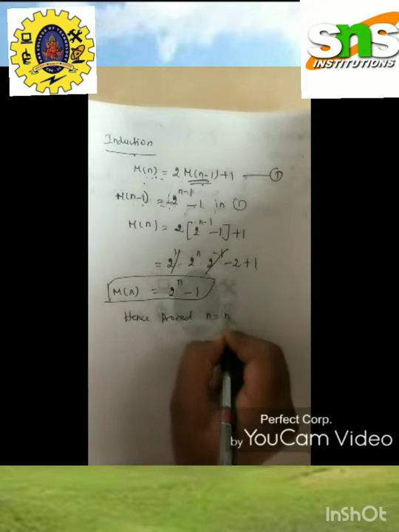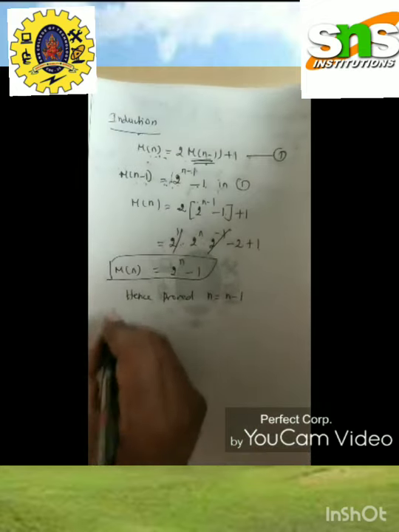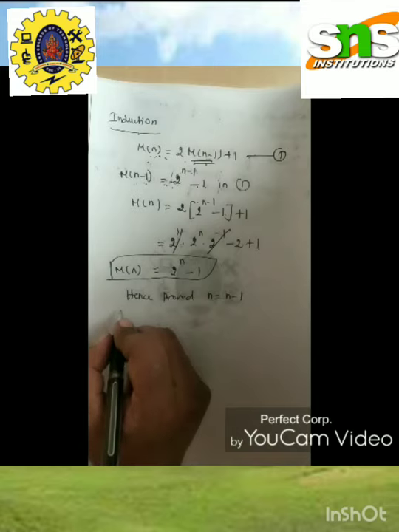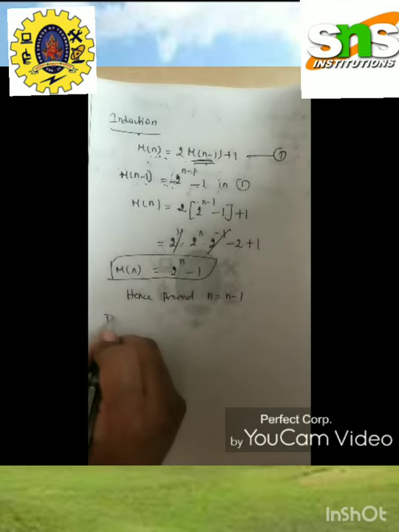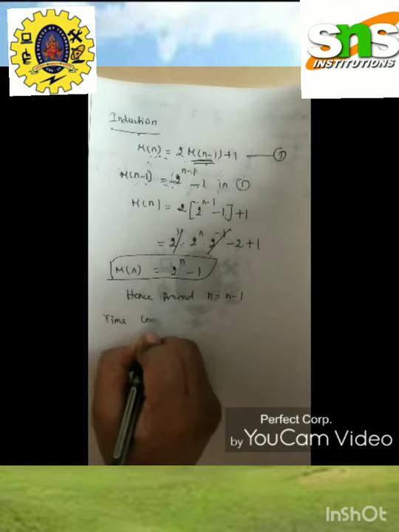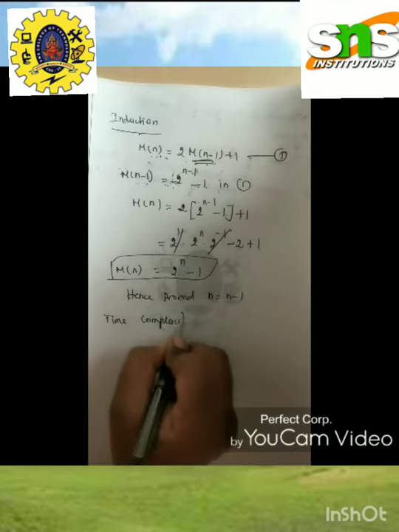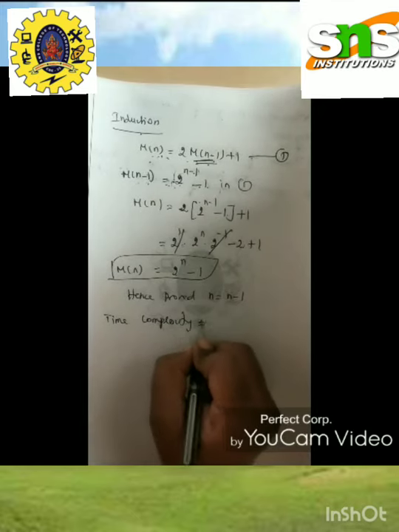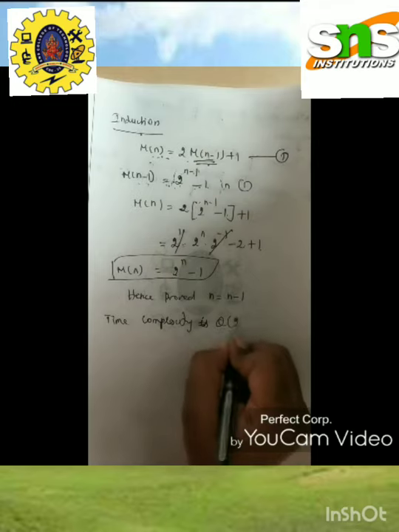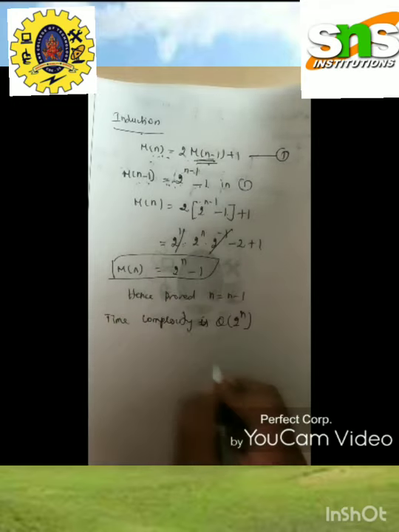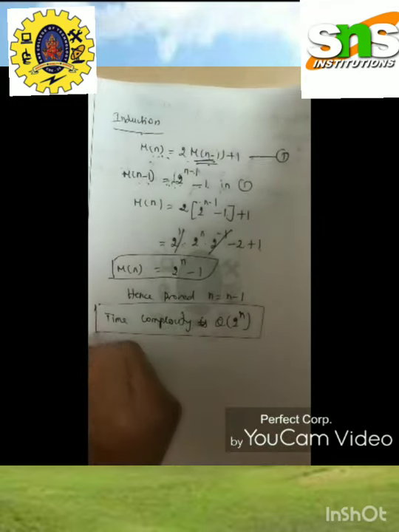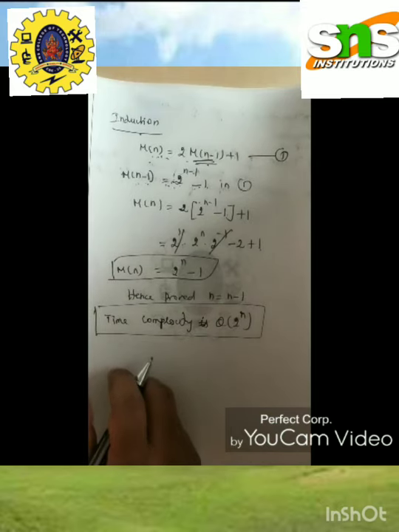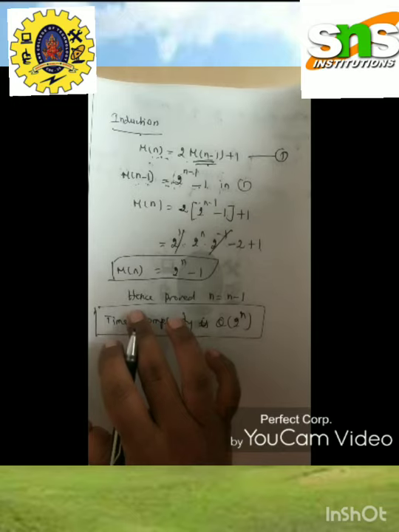So the time complexity of Towers of Hanoi is theta of 2 power n. We take only the dominant term, so the time complexity of Towers of Hanoi is theta of 2 power n. This is an important big question. Okay, thank you for watching.